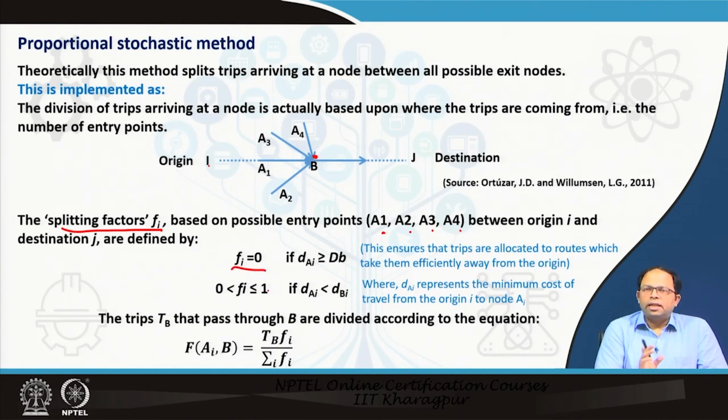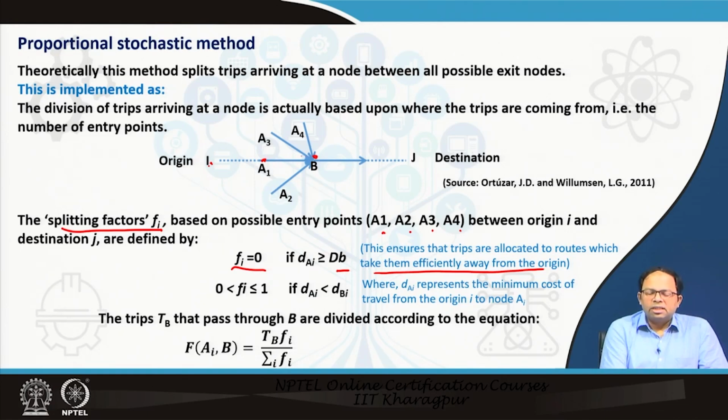That means there is no split, there is only one flow, if d_ai is greater than d_b. d_ai means the total distance from I to ai. If d_ai is greater than d_b, that means it is not on the shortest path, so f_i will be equal to 0. This ensures that the trips are allocated to routes which take them efficiently away from the origin. So that means this is taking the trip away from origin I, but it is done in an efficient way through the shortest path. So if d_ai is less than d_b, that means it is on the shortest path.